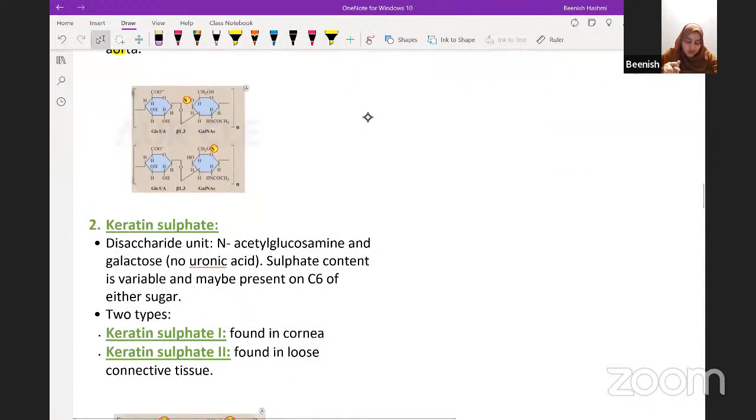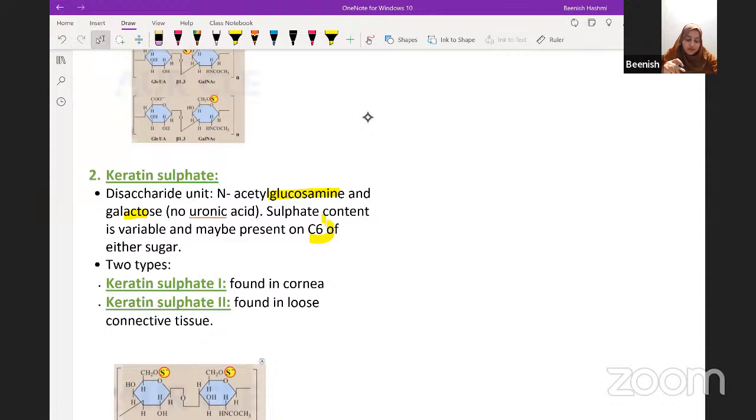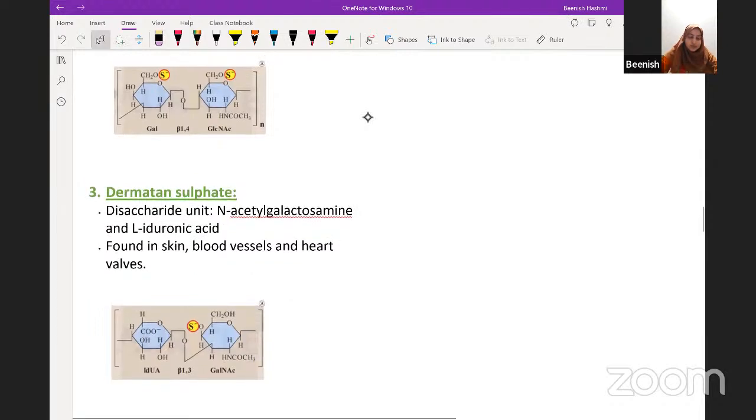Keratan sulfate, the disaccharide unit being N-acetyl glucosamine and galactose. The sulfate content is variable and may be present in carbon 6 of either sugar. Now, there are two types of keratan sulfate, keratan sulfate 1 and 2. The 1 is found in cornea and the 2 is found in loose connective tissue. So, dermatan sulfate, the disaccharide unit in dermatan sulfate is N-acetyl galactosamine and L-iduronic acid. It is found in skin, blood vessels, and heart valves.